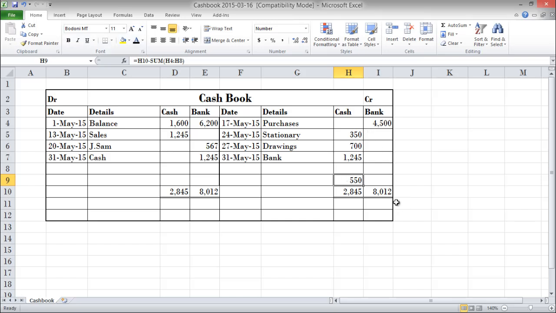And then with the bank column, you can repeat the process. 8,012 minus 4,500, this will get you 3,512. And this is the balance brought forward for May month. Now there's a final step you still need to complete. You need to bring this balance down, and there you go. These amounts, you just bring it down here. So the 550, you bring it down, and the 3,512, you bring it down. This will be the opening balances for June month. 550 cash and 3,512 in the bank account.